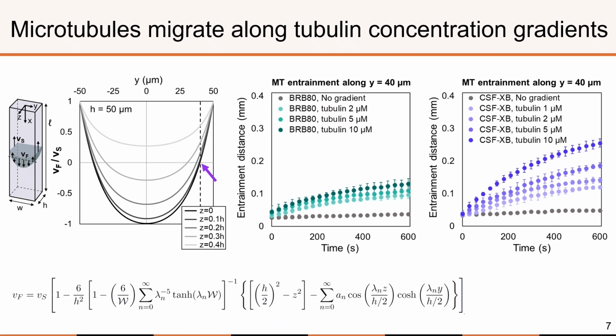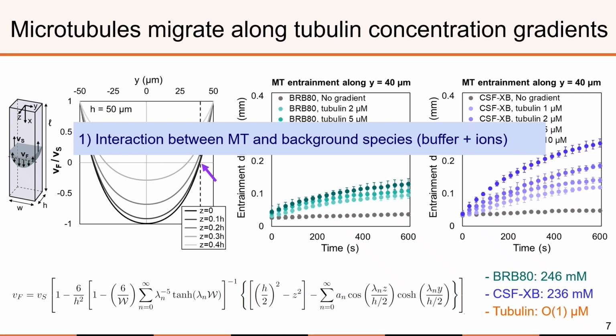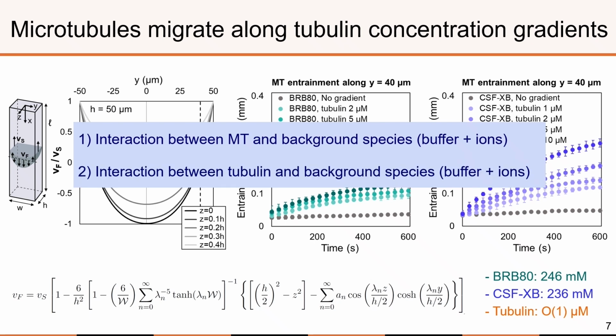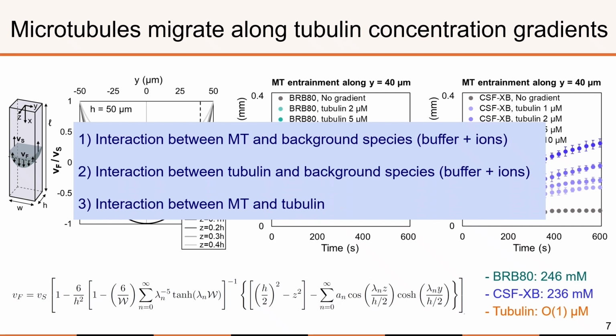The graphs show clear concentration dependence of microtubule entrainment. Since we only visualize the effect of tubulin concentration gradient on the apparent travel distance of microtubules, we must further identify all the interactions listed here to fully validate the diffusiophoretic mechanism underlying the observed microtubule migration. We take a step-by-step approach to separately identify the interactions between microtubules and background species, interaction between tubulin and background species, and finally, the interaction between microtubules and tubulin molecules in the presence of the background species.